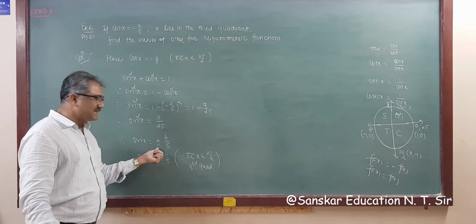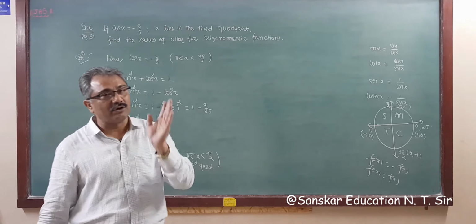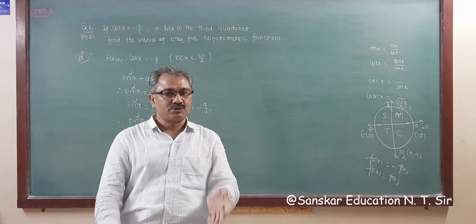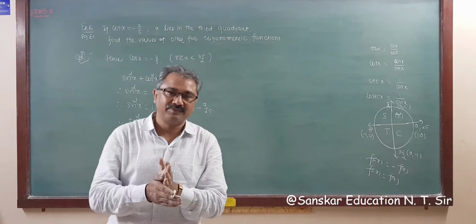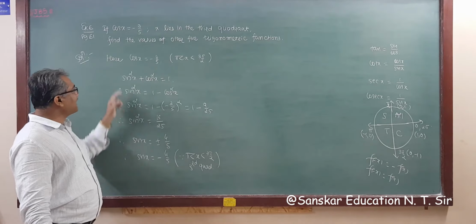We cannot take the plus value, we need minus for sine, because in the third quadrant sine is always negative, right? So keep this in mind. Decide the quadrant and then take the sign plus or minus. So we get sine and cos.